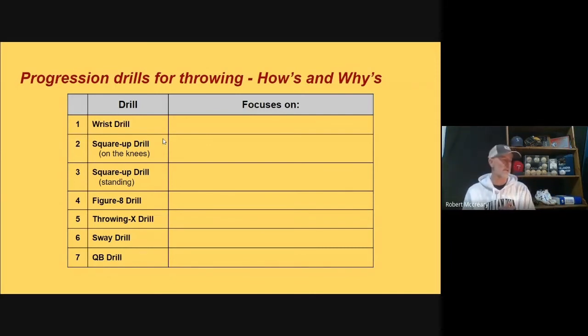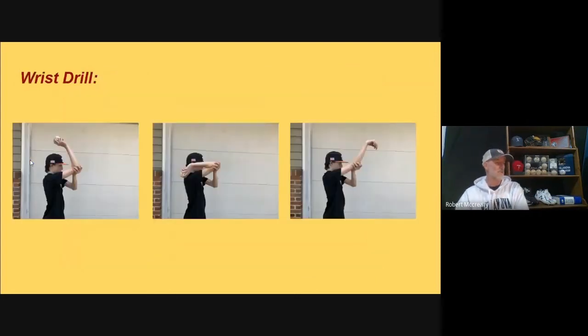You could use them as a warm up prior to a practice, like a full team type of practice. Or you could use these in stations and move kids around and just have 1 or 2 progression drills in each of the stations. And you could use them in many different ways, depending on your needs there. All right, so the first one is called a wrist drill.